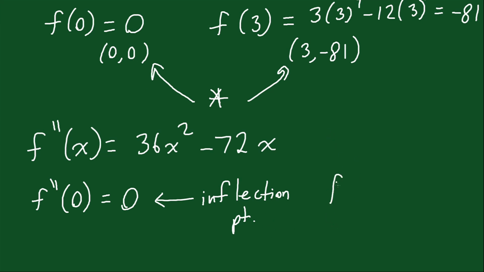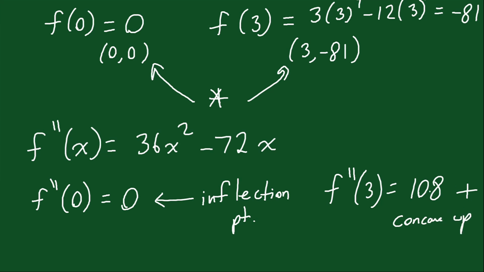Now, what about f double prime at 3? Plug 3 into this equation, plugging in 3 for x here and here. If you do that and solve it, you're going to get a value of 108. The fact that it's 108 doesn't matter. What matters is that it's positive. Because it's positive, that means it's concave up in that area, meaning the point we found has to be a minimum point. Concave up means it looks like this, so that point is a minimum, not a maximum. So we have an inflection point and we have a minimum point.